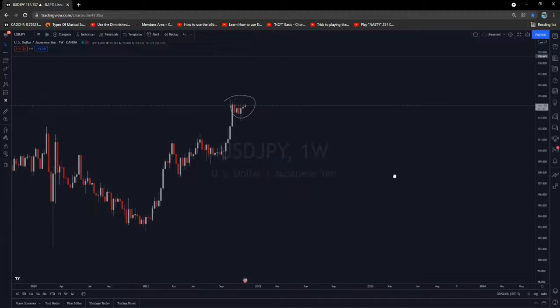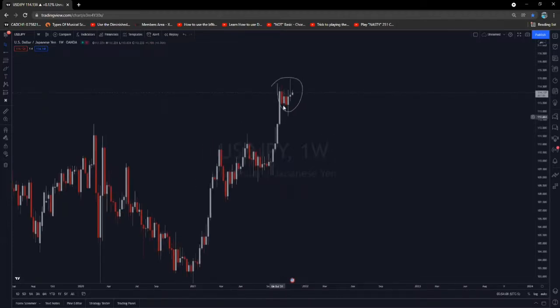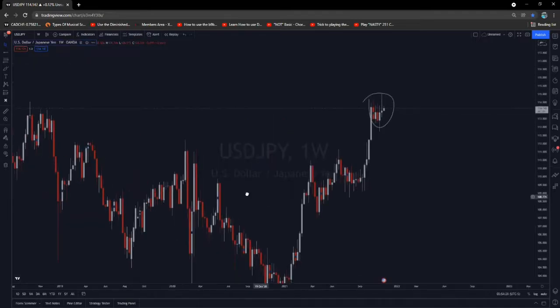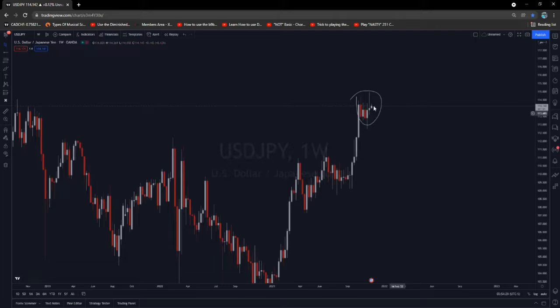If you zoom in though, you'll see that there was an imbalance created over here. And like we anticipated, the market tapped into some of the orders before continuing to the upside. We were actually able to catch some of those orders. And yeah, now the market is making its way all the way to the upside. So this is what I'm expecting to see: a push to the upside from this area over here. So I'm bullish on USDJPY.